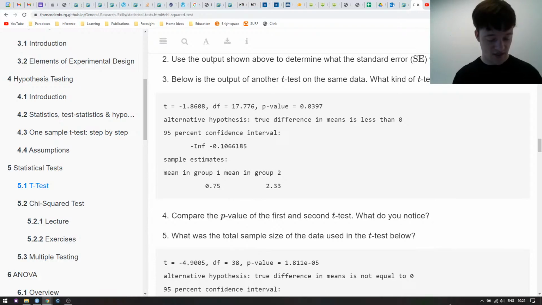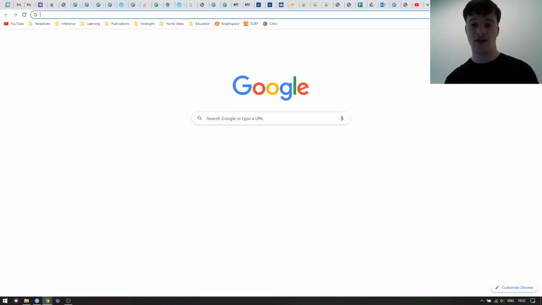Okay, Julia asked, do you need to specify it being two-sided, or is that assumed to be the default when you say two-sample t-test? There's an easy way to find out.